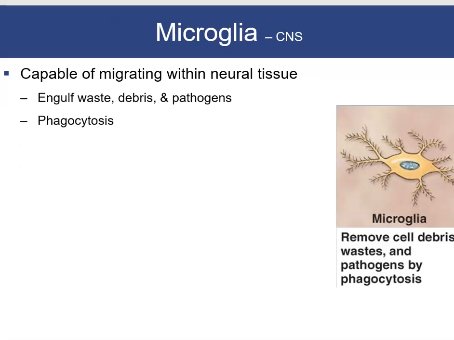The last one in the central nervous system are the microglial cells. They are capable of migrating within neural tissue. They are the cleanup cells and the cells for protection. They can engulf waste, debris, and pathogens that might be present, and they do this via phagocytosis.